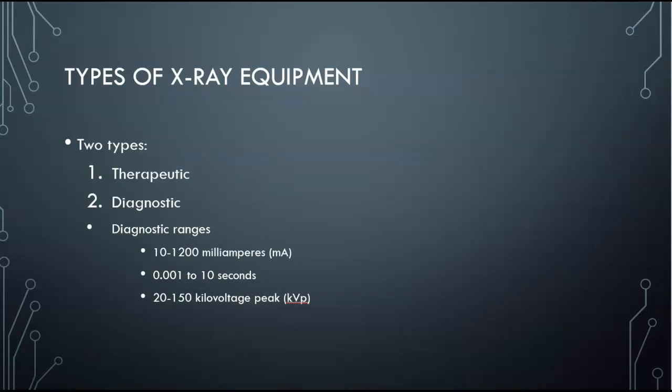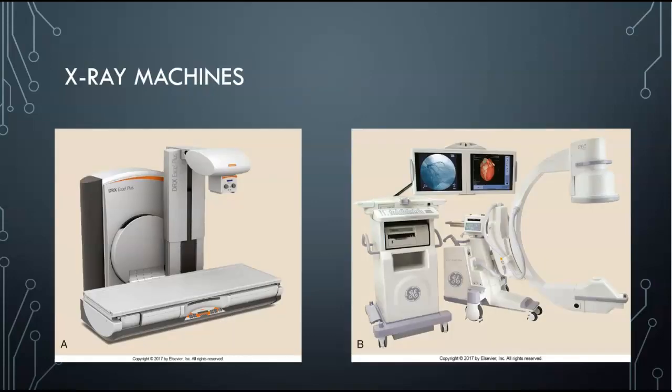With diagnostic, we have diagnostic ranges, and we go anywhere from 10 to 1200 milliamps, okay? And we can get .001 to 10 seconds in length on our exposures. We also have kVp ranges that can be anywhere from 20 to 150 kilovolts peak, okay? So that's as high as we can go within our diagnostic range.